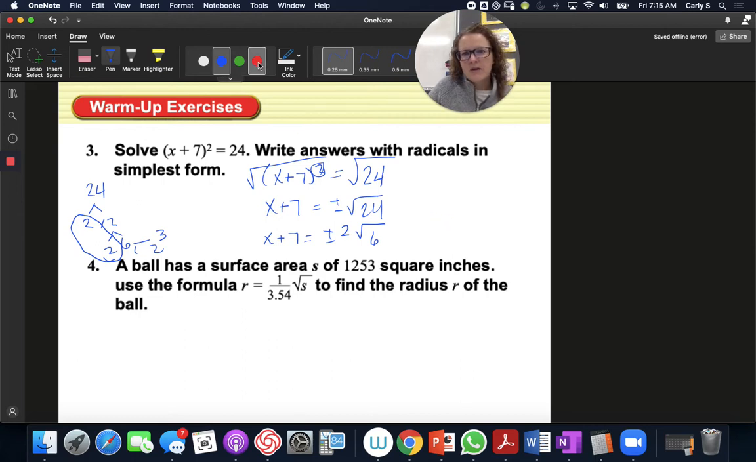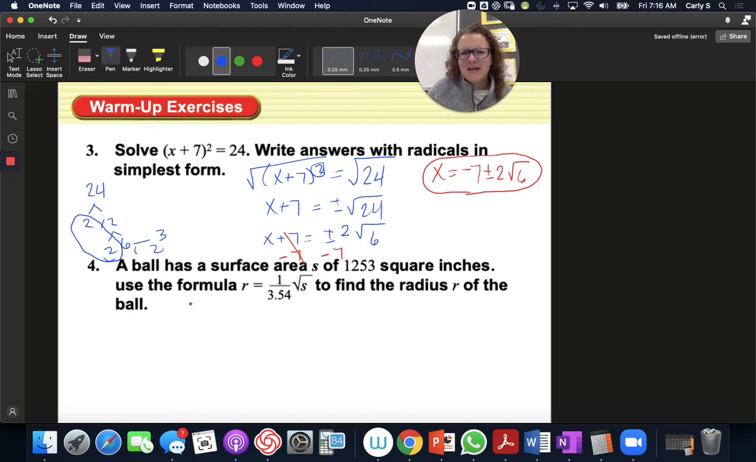I'm running out of space, let me change colors to make sure we can see it. Subtract 7 from both sides, and I have x equals negative 7 plus or minus 2 root 6. That is a radical in simplest form. Let's go back. Red's such an angry color.